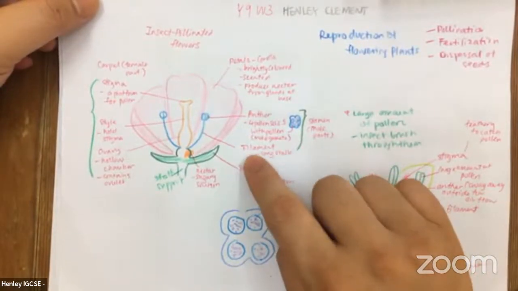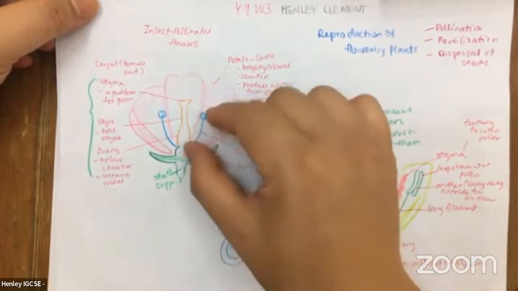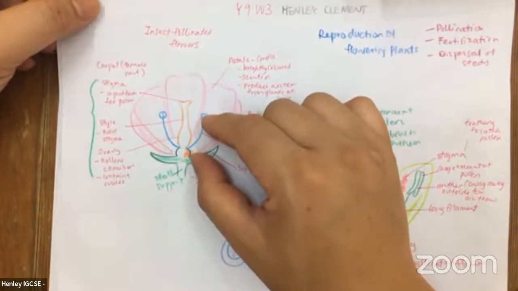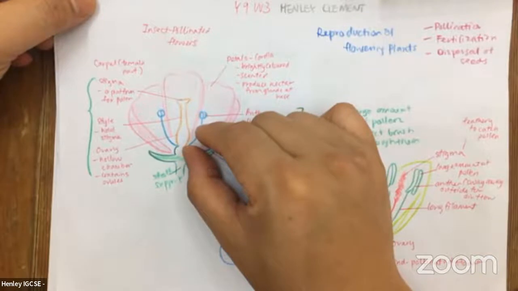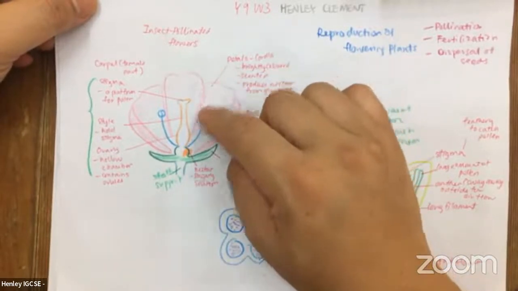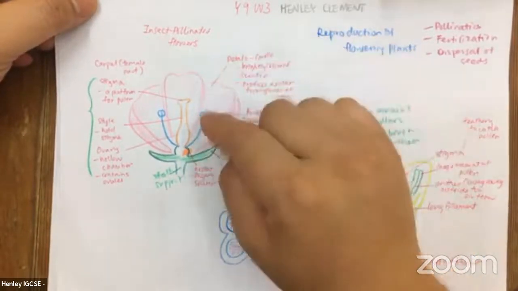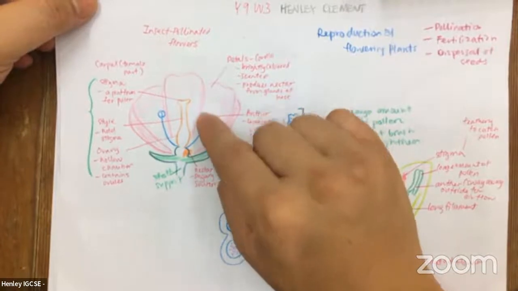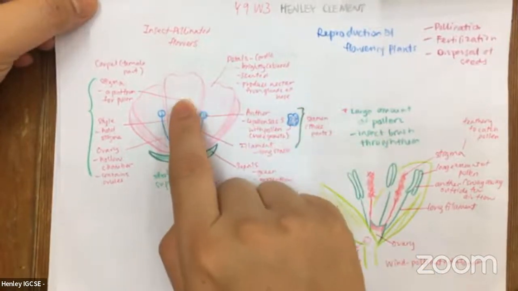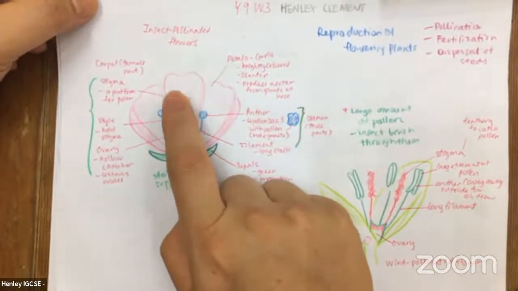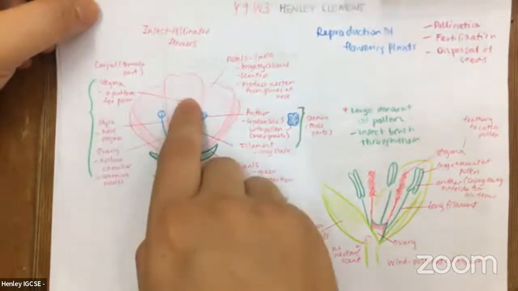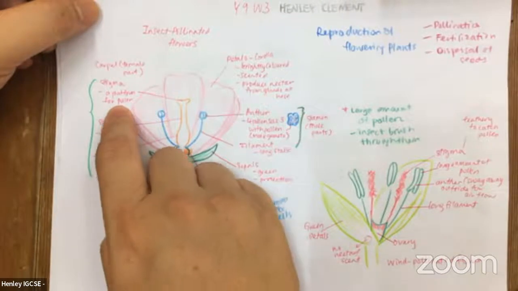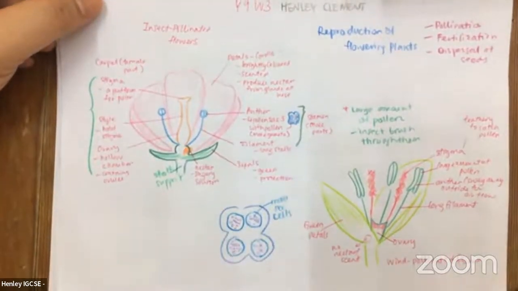Long stalk called filament. Sometimes the stalk, even though I write here it is long, may be very short, so that the insects are forced to go inside and brush it. And then they will transfer the pollen to the stigma. What is a stigma? Stigma is the platform which accepts the pollen. This is the female part.